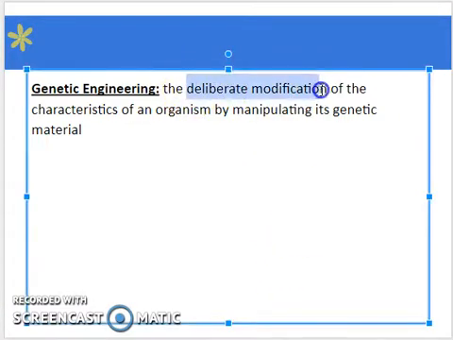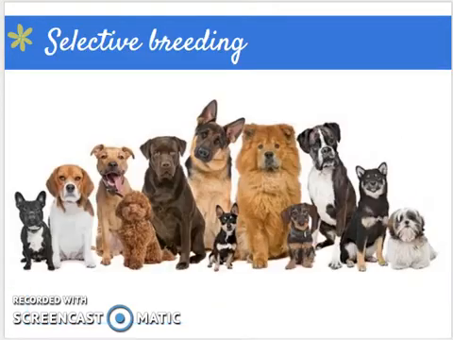Deliberate modification means the scientists have changed something on purpose, and the characteristics of the organisms are changed by manipulating or changing its genetic material. The earliest example of genetic engineering is selective breeding.